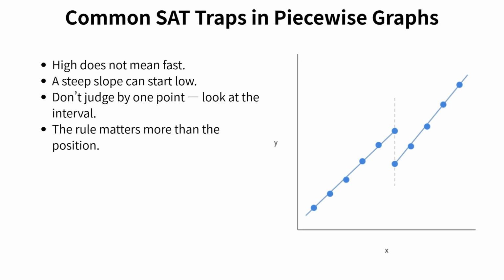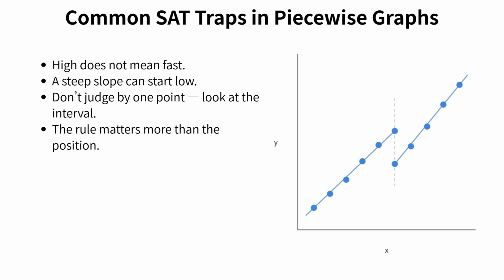At first glance, the left side of this graph looks better. It's higher, and it stays above the other part for a while. And that's exactly the trap. High does not mean fast. What really matters is not the position of the graph, but how quickly it's changing. That's the slope, the rate of change. On the right side, the graph starts lower, but notice how steep it becomes. Each step to the right adds much more than before.